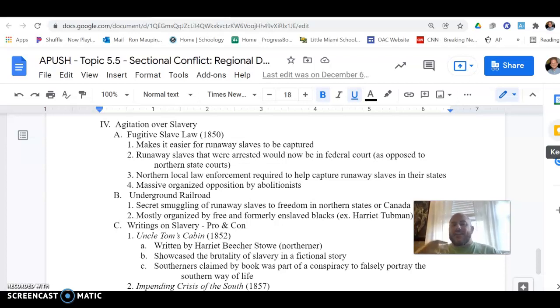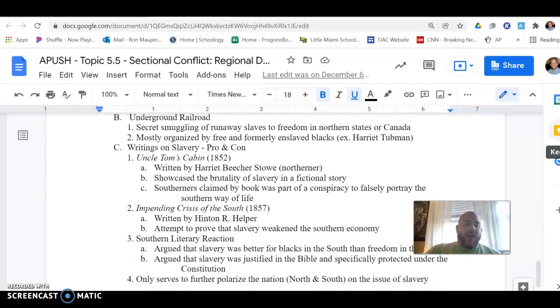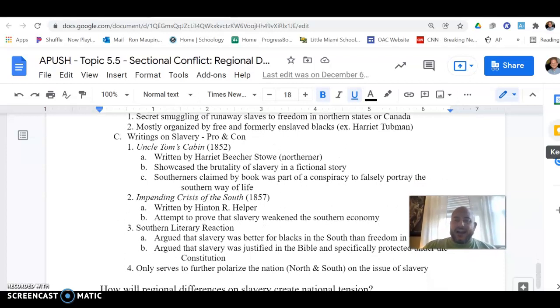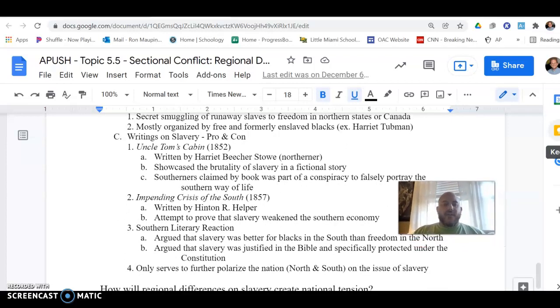So understand that different components of life are going to be inflammatory to different regions of the country based on what's going on. And speaking of inflammatory, when we talk about writing of the 1850s, a lot of this is going to be focused on the issue of slavery and will only further the divide that exists between the North and South.